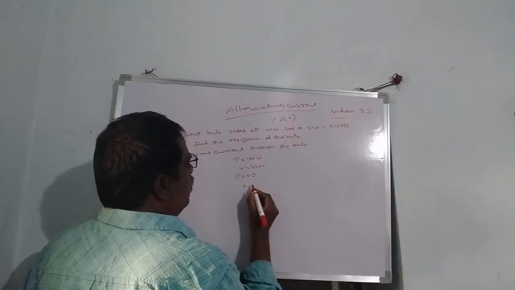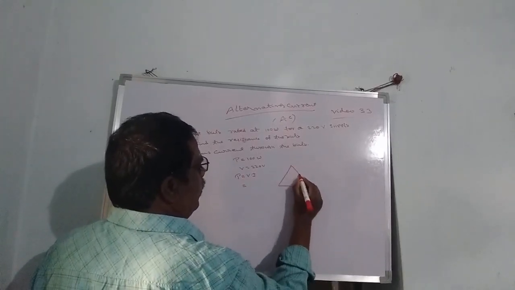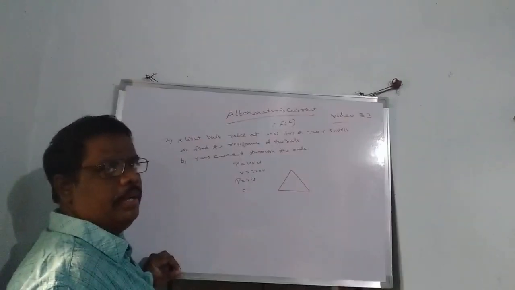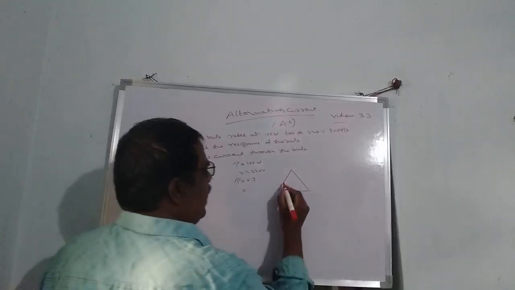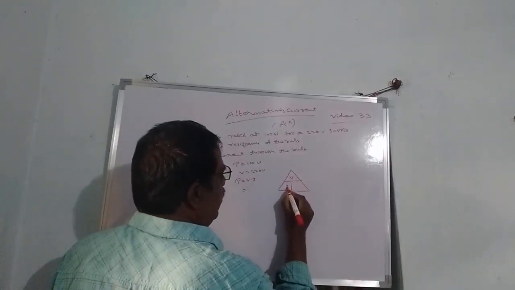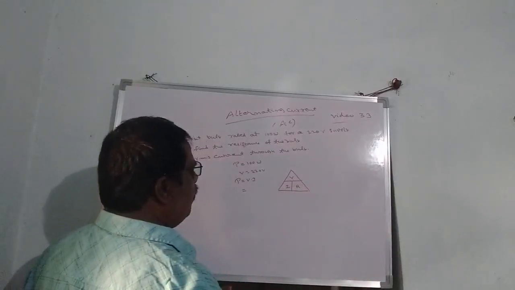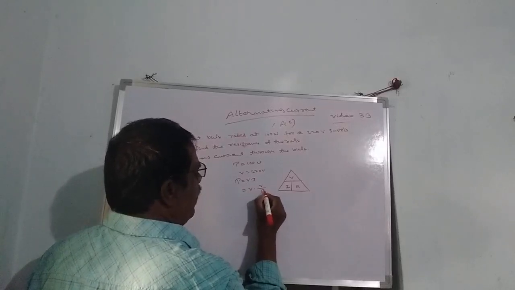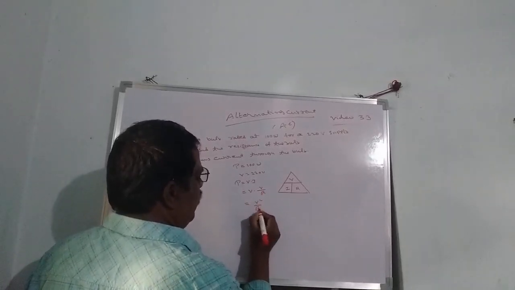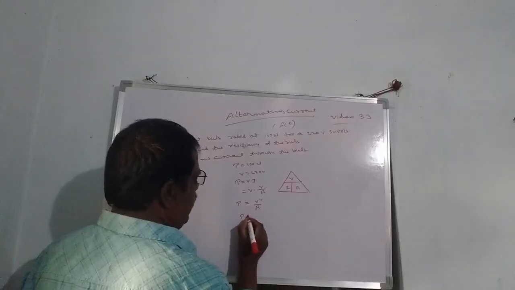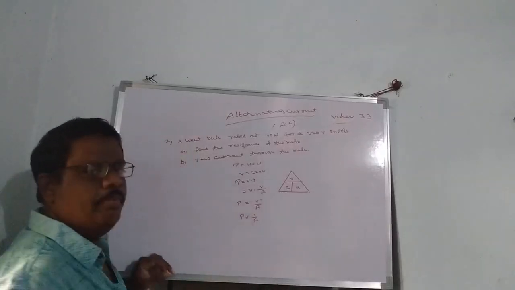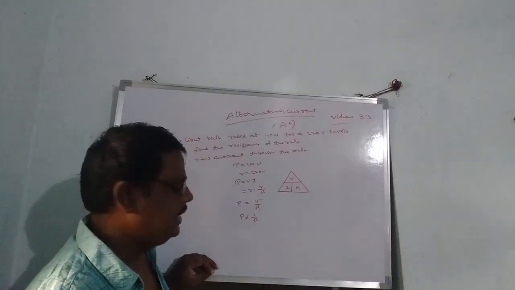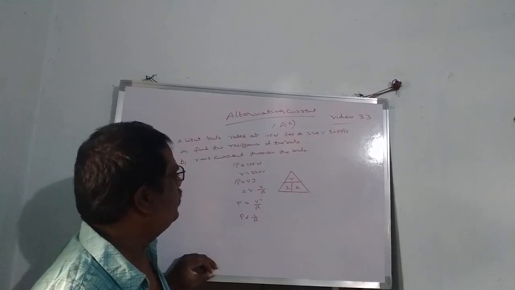So apply Ohm's law in a household circuit. All are in parallel combination. That means voltage will be the same, current will be divided. Generally V, I, R: voltage will be the same, current will be divided. I is equal to V by R, so P becomes V square by R. That means P and R are inversely proportional. If resistance increases, power dissipated will decrease. So P is equal to V square by R.